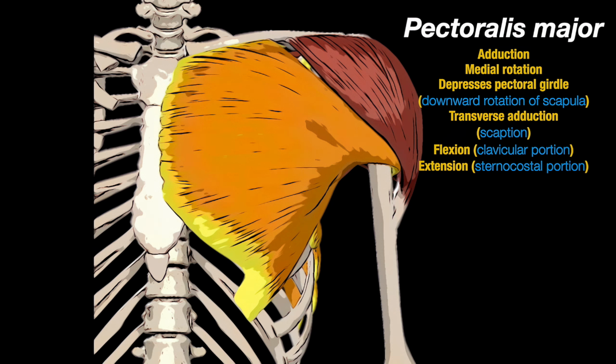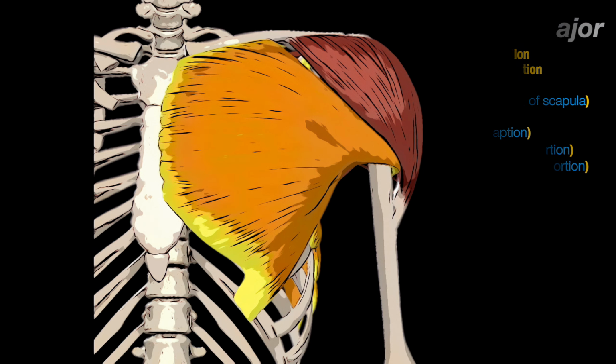The 2 heads of the pectoralis major muscle can be tested separately. The clavicular head of the pectoralis major can be tested by transversely adducting the arm at the glenohumeral joint against resistance, during which it can be seen and palpated. The sternocostal head of pectoralis major can be tested by adducting the arm at the glenohumeral joint against resistance, during which it too can be palpated.